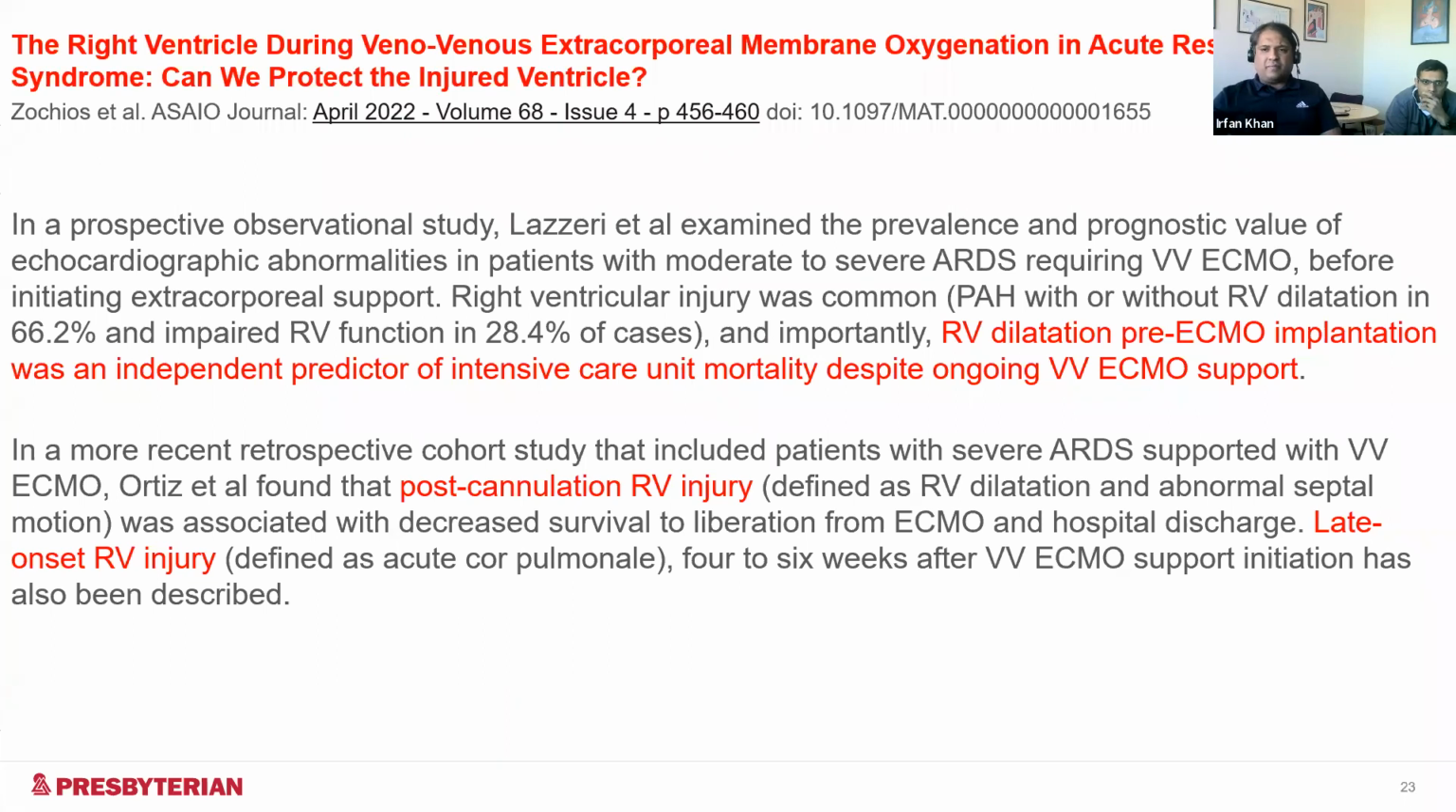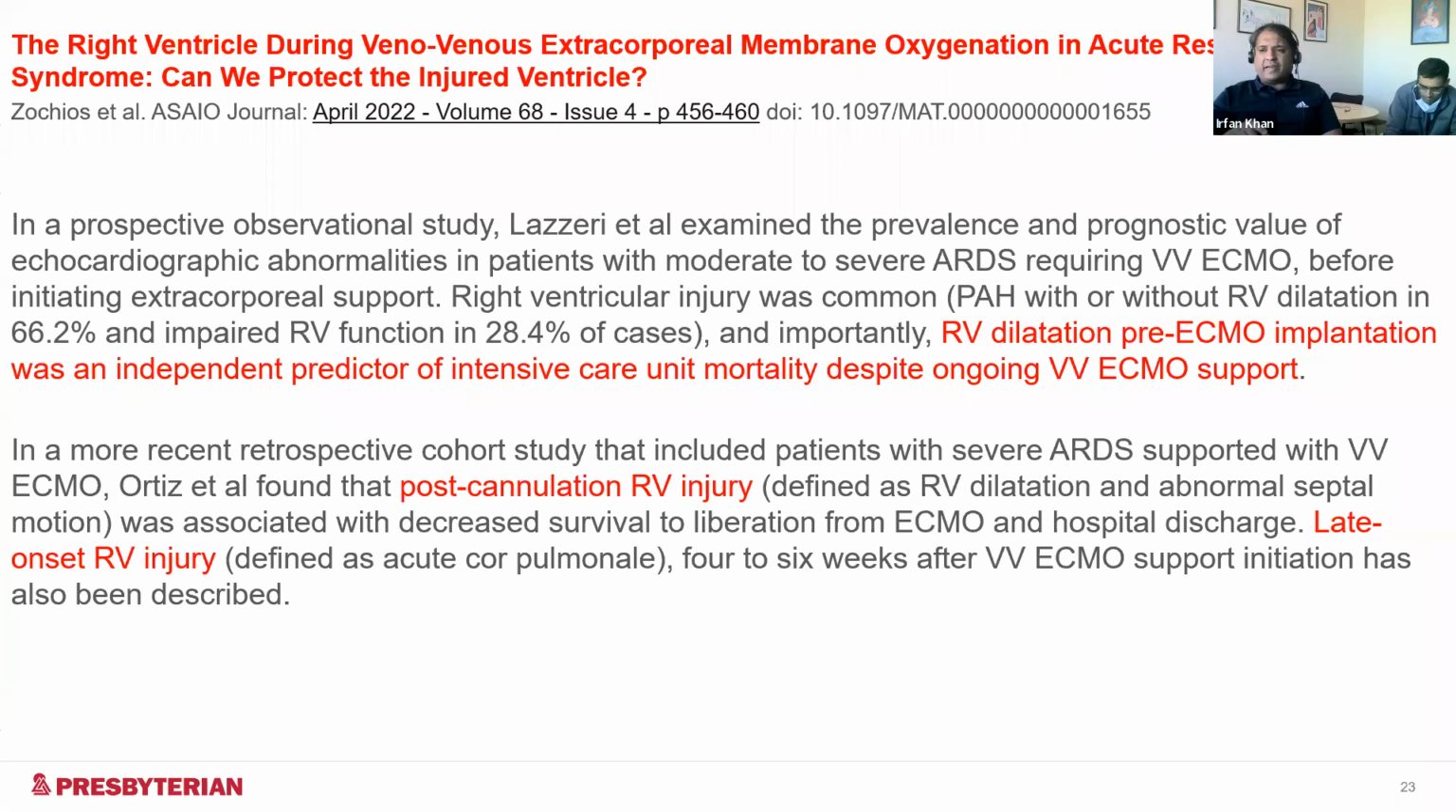So there are two studies. One of them, Lazary et al., looked at the prevalence and prognostic value of echocardiogram in patients with moderate to severe ARDS. Basically, they're doing echoes in these patients. They found that right ventricular injury was quite common, almost 66%, and impaired RV function was around 28%.